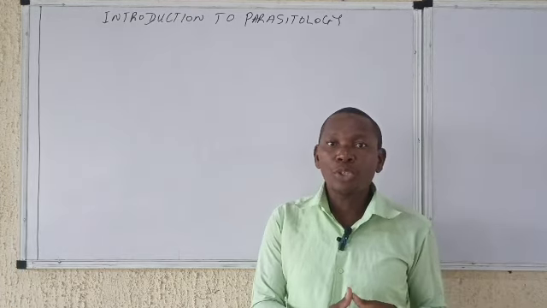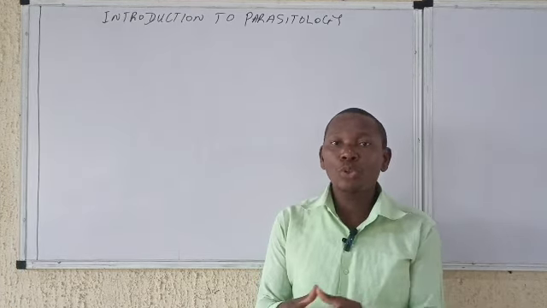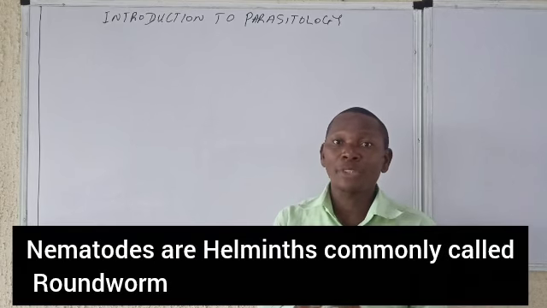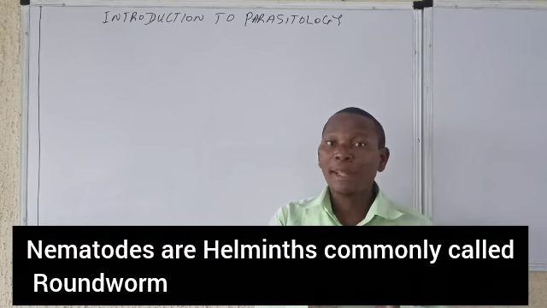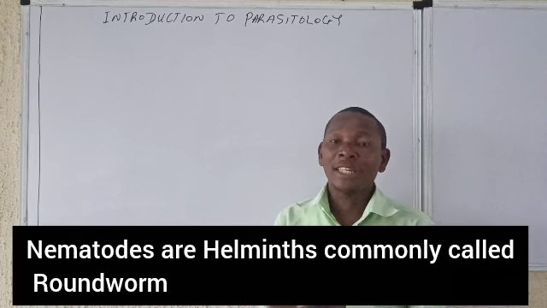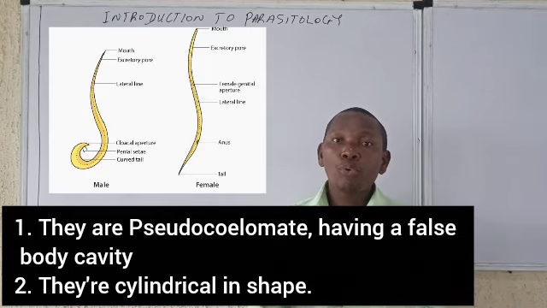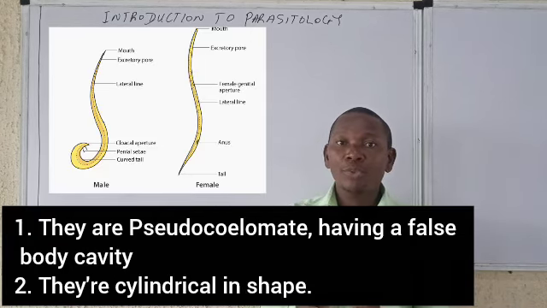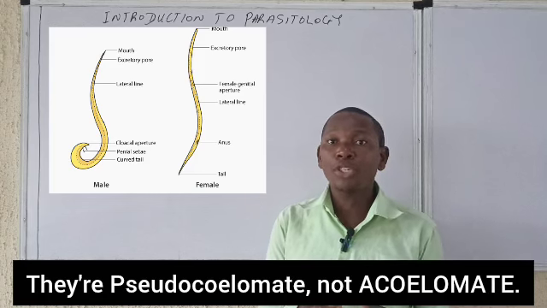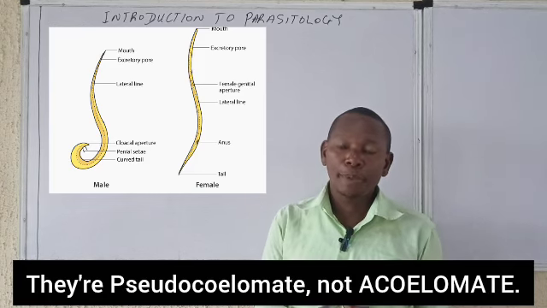In the next group I'm going to talk about, which is the nematodes, we have various groups of organisms. The phylum Nematoda are generally regarded as the roundworms. They possess a false body cavity. That's the reason why I said they are acoelomates, and their body is also cylindrical in shape.